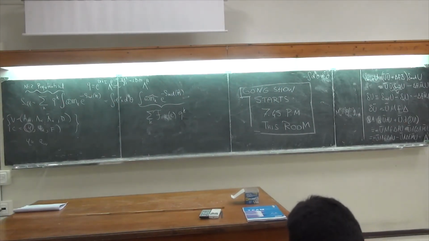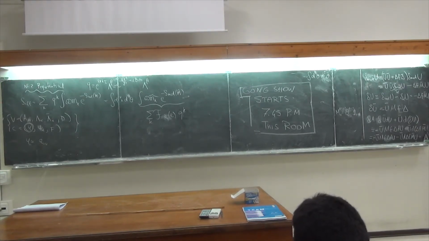Yes, I can't understand this. We said that n equal 2 supersymmetry is a special case of n equal 1. Yes. And in any n equal 1 supersymmetric theory only k equal 1 contributes. So I would expect that only k equal 1 contributes in the special case. No.